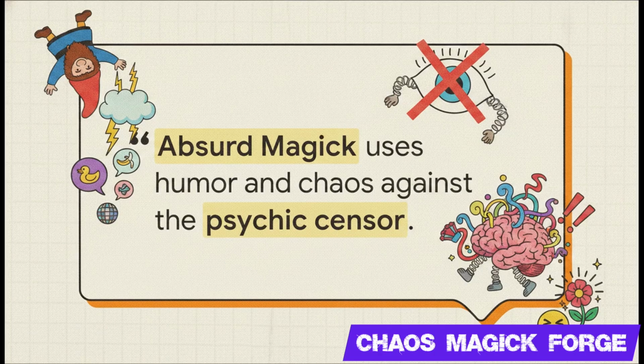So, the crucial point is that absurd magic uses humor, chaos, and surrealism as a weapon against the psychic censor. That's the skeptical, rational part of your brain constantly telling you magic isn't real. The rational mind braces itself to doubt anything that feels serious and overly occult. But it has absolutely no defense against the utterly ridiculous. The shock, the cognitive dissonance, and the genuine laughter that come from doing something totally absurd completely short-circuits your doubt. It creates the perfect, unblocked state of mind to launch an enchantment, especially in high-stress situations.